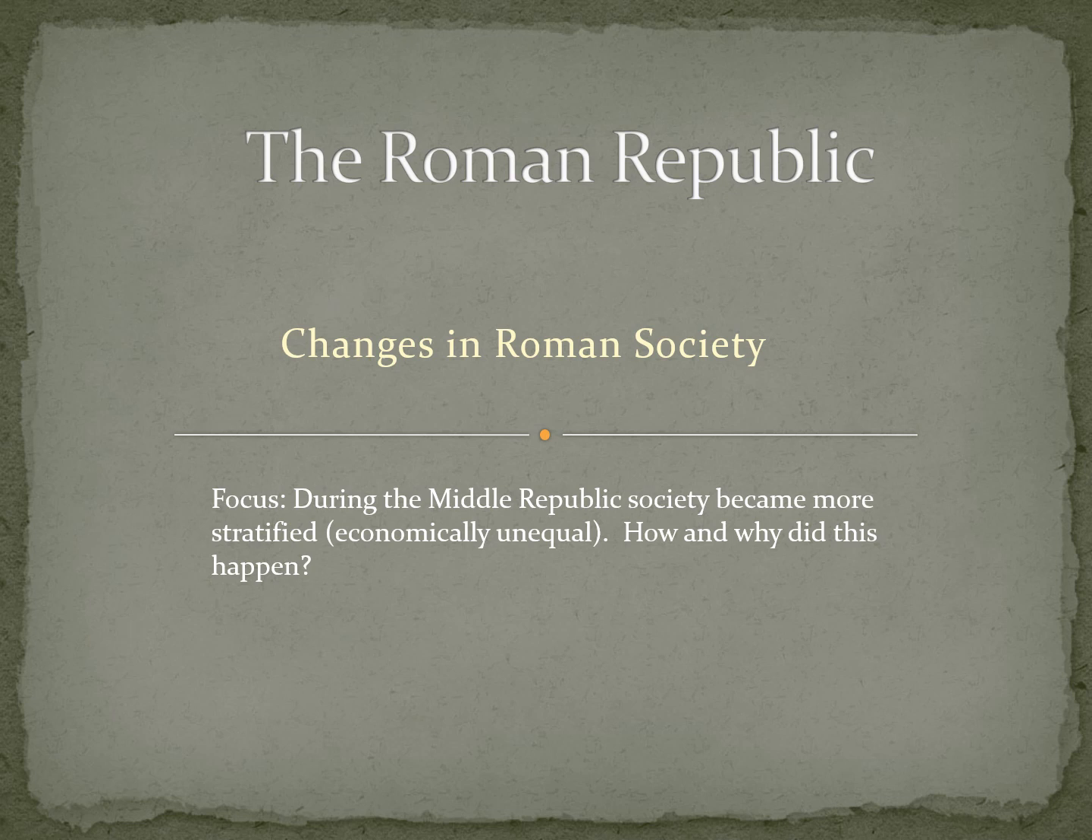Our focus question for today will be, during the Middle Republic, society became more stratified, i.e. economically unequal. How and why did this happen? Okay, so grab a pen and paper, grab a keyboard, and we'll get underway.